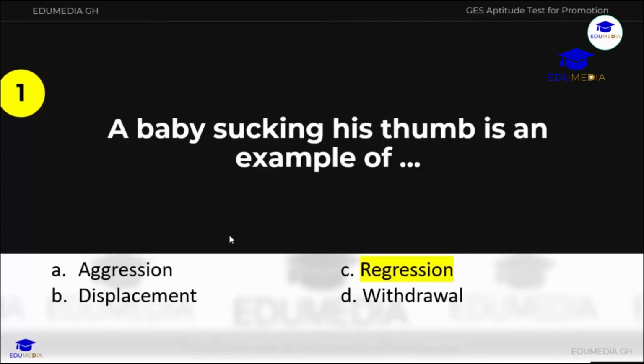Regression refers to the reversion to a previous stage of development, either in terms of behavior or mental functioning. It is also a way of coping with stress or anxiety. Therefore, sucking one's thumb can be seen as a form of regressive behavior that provides comfort and security to the individual.